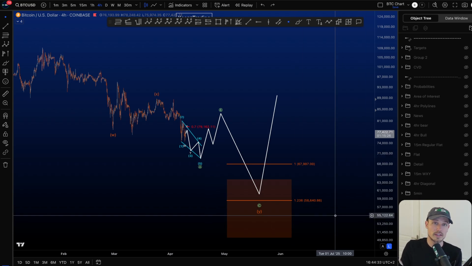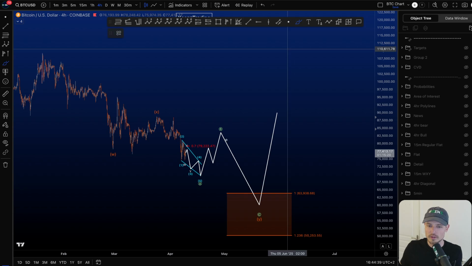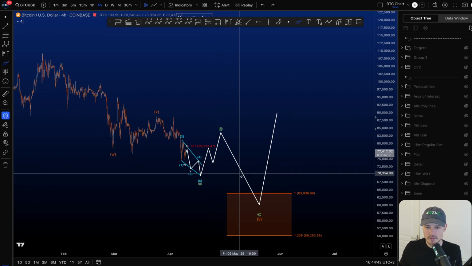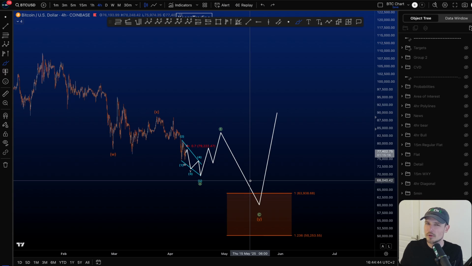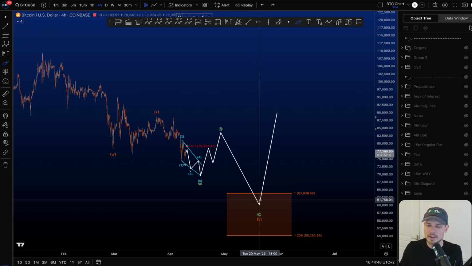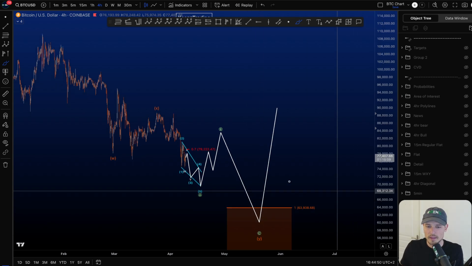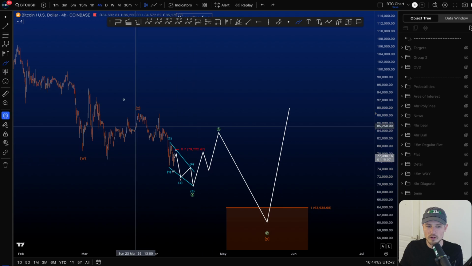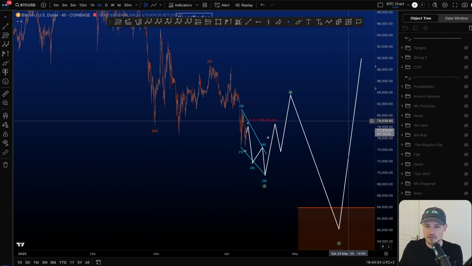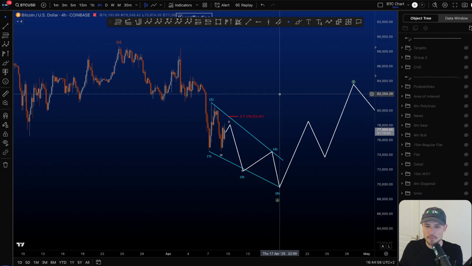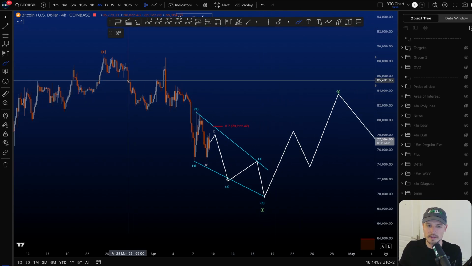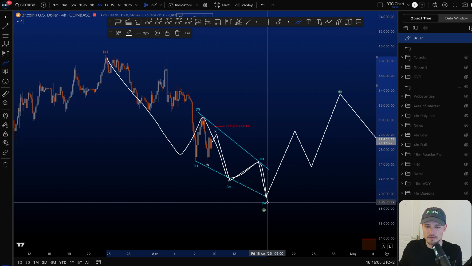Of course, a target area of 68K to 50K is incredibly big, but on the lower time frames, once a wave B is in and wave C starts, we will be able to be a lot more accurate and make that target area a lot smaller. In this scenario, we are then working on wave A. And as you can see, wave A on my chart is a 5-wave leading diagonal: 1, 2, 3, 4, 5.